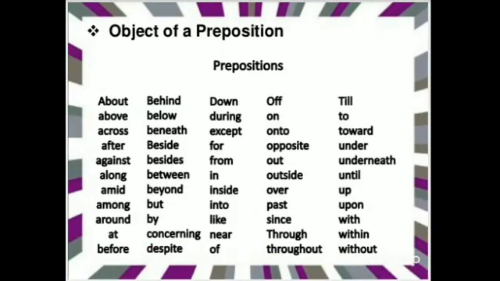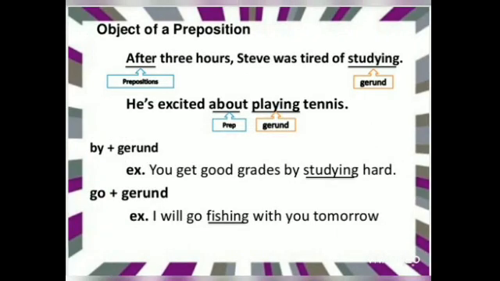Next function is that it acts as the object of a preposition. As the gerund does the work of a noun, it is used after prepositions. For example, some of the prepositions are about, above, across, after, against, besides, beneath, down, on, in, outside, etc. Let us see some examples.